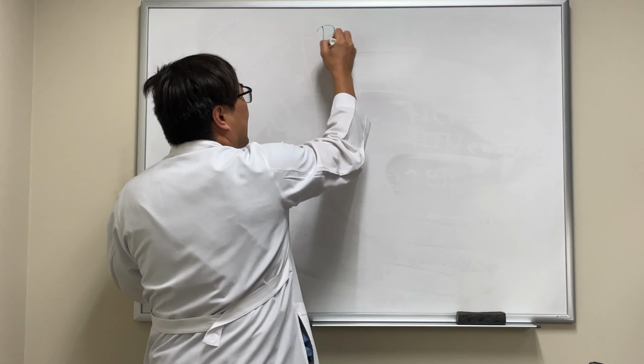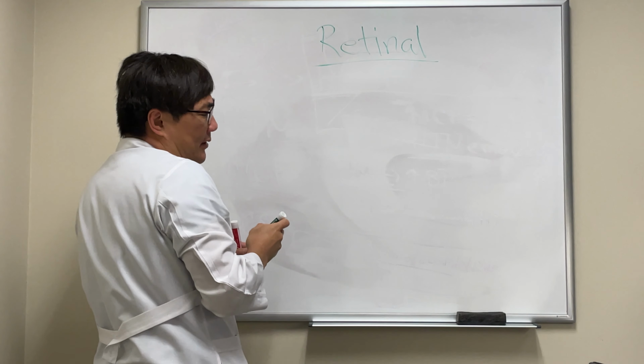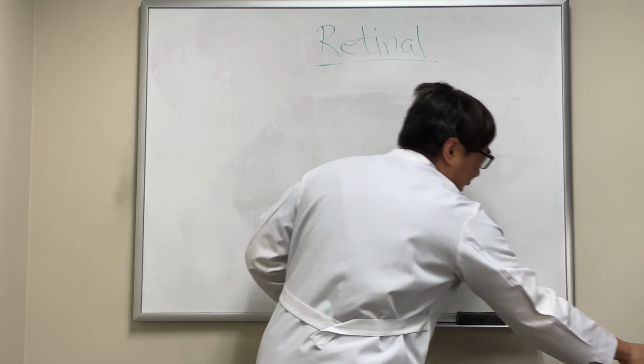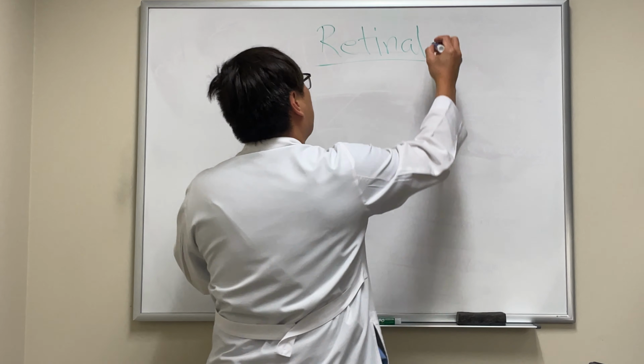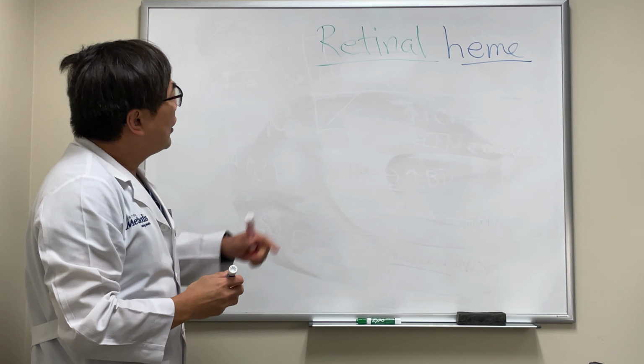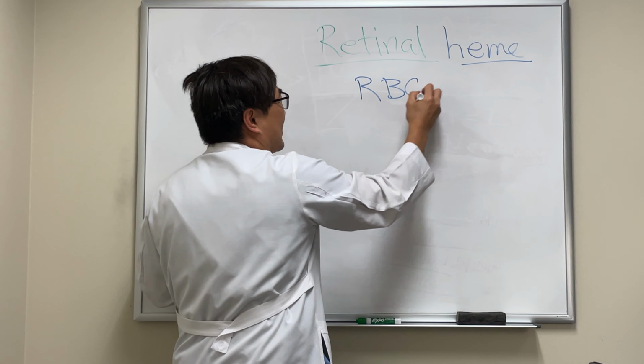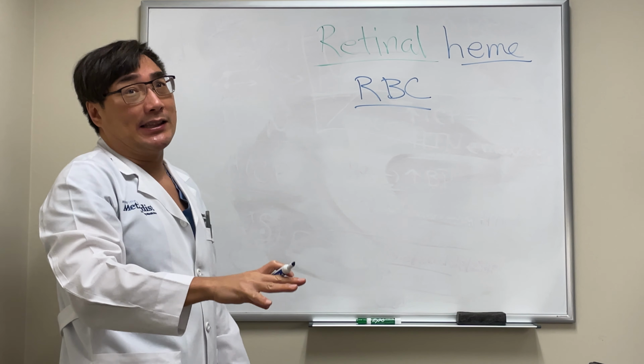So one of the things that was in the comments that somebody asked us to comment about is the retinal hemorrhages and how we can use these retinal hemorrhages to help us determine etiology. And so the first thing you need to know is something very simple, which is red blood cells are supposed to stay inside the pipes.